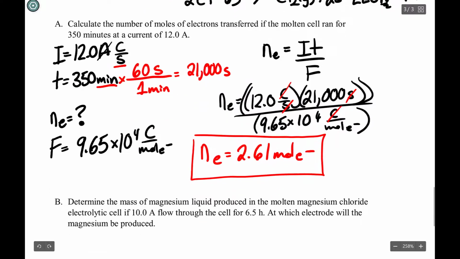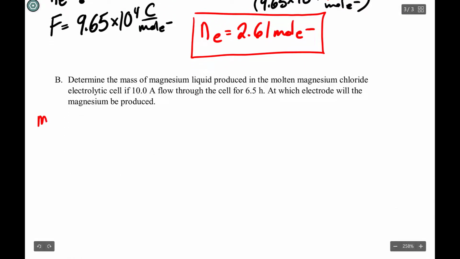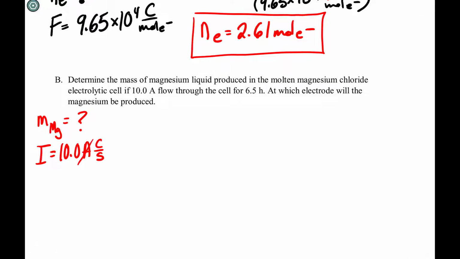Okay, next question. It says determine the mass. Okay, we need to know the mass of magnesium liquid, so this is of Mg, produced in the molten magnesium chloride electrolytic cell if 10 amps. Okay, the current is going to be 10.0 amps, but I'm going to cross out the amps and put in coulombs per second. Flow through the cell for a total time of 6.5 hours.